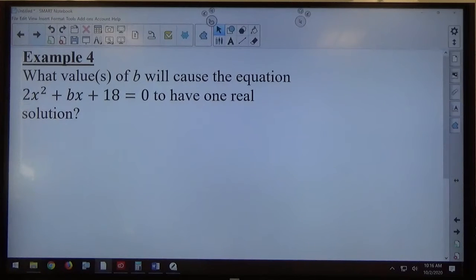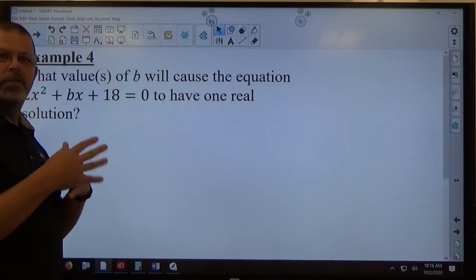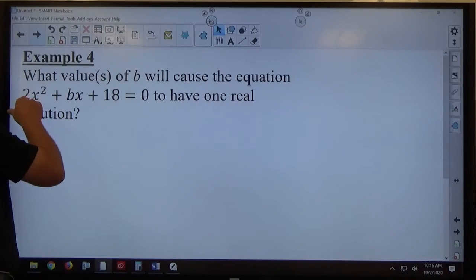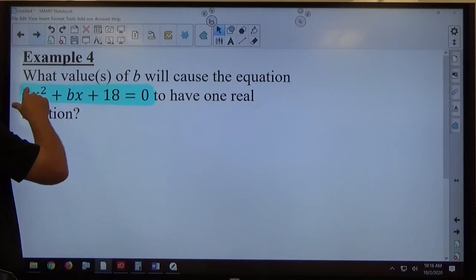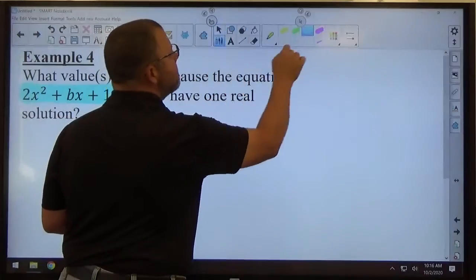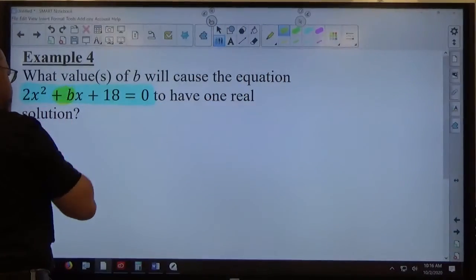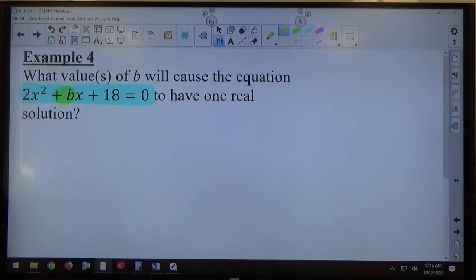What values of b will cause the equation 2x squared plus bx plus 18 equals 0 to have one real solution? Okay, so this is another nature of roots problem, but they didn't give us the equation. They gave us part of the equation, not all the equation. Notice that it says plus bx. So we don't know what b is.